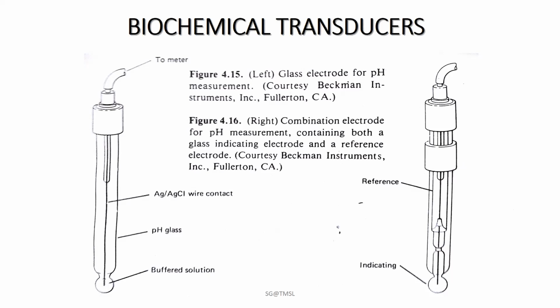The glass electrode is adequate for pH measurements in the physiological range around pH 7, but it may produce considerable error at the extremes of the range, like near pH 0 or 13 to 14. So special types of pH electrodes are available for these extreme ranges.